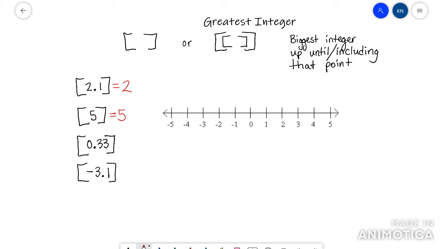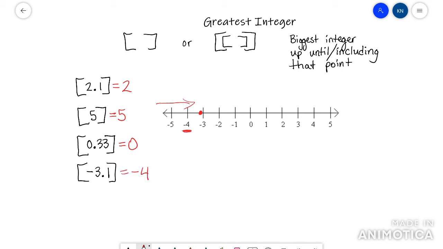All right, now the greatest integer of 0.33, that's like a third, that's right here. If I'm moving left to right along a number line, the greatest integer up until that point would be 0. So my answer for that one would be 0. And then sometimes they'll give you negatives. That's not that big of a deal. Here's negative 3.1, like right here. If you're moving left to right along this number line, the greatest integer up until that point would be negative 4.